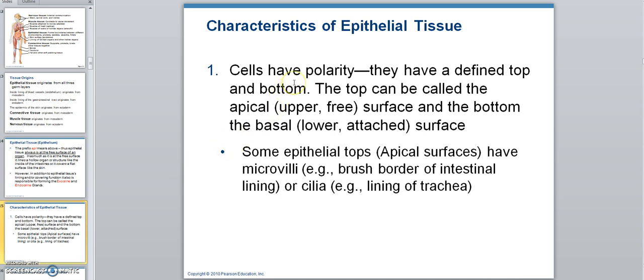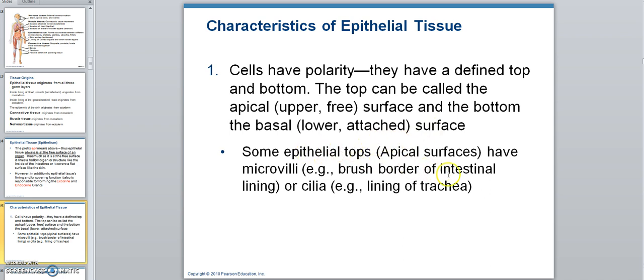They have polarity. Okay, let's say you have a tile floor. If I handed you the tile before it's put down, you would definitely know by looking at it what's the top. It would be the more decorative part, and what's the bottom. It would be the more rough part to go down. So epithelial cells have a definite top and a definite bottom. They have polarity. The top can be called the apical surface or the free surface, and the bottom the basal surface. Okay?